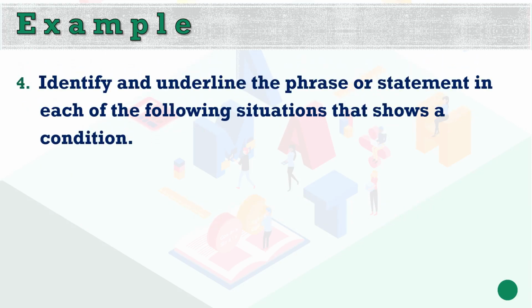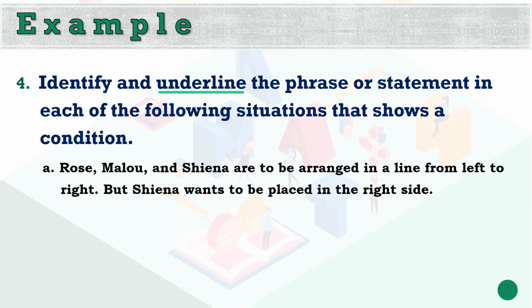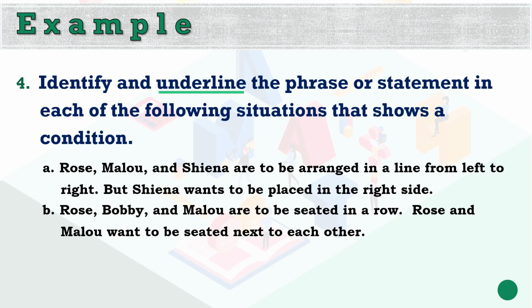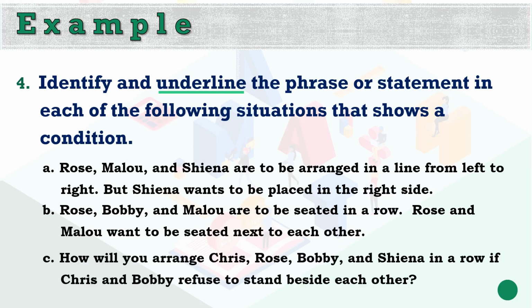Example number 4. Identify and underline the phrase or statement in each of the following situations that shows a condition. For letter A, Rose, Balu, and Sheena are to be arranged in a line from left to right, but Sheena wants to be placed in the right side. Letter B, Rose, Bobby, and Malu are to be seated in a row. Rose and Malu want to be seated next to each other. And letter C, how will you arrange Chris, Rose, Bobby, and Sheena in a row if Chris and Bobby refuse to stand beside each other?